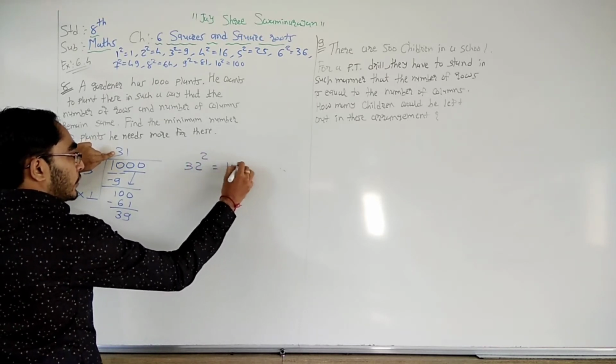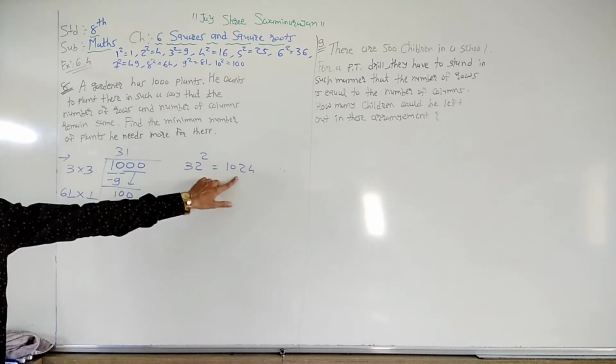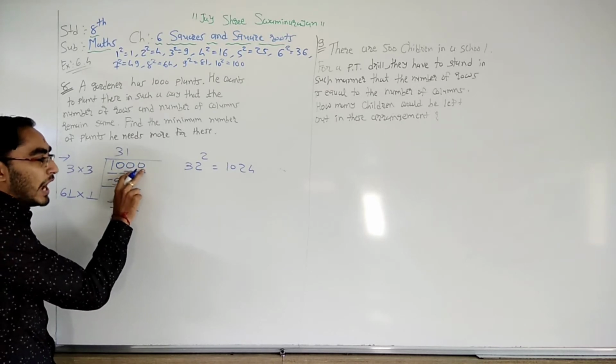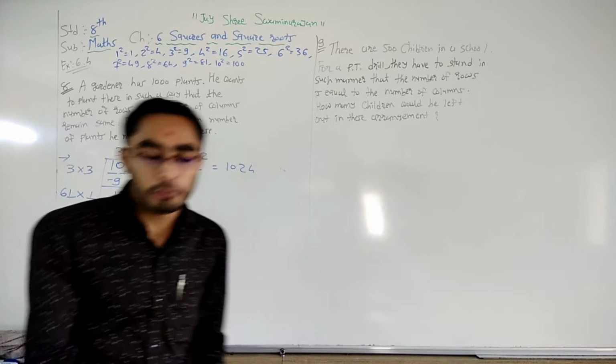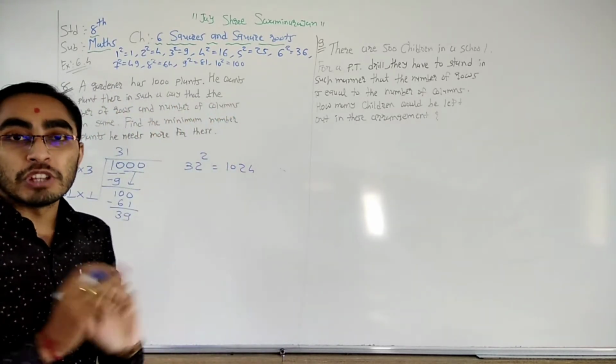32 square is 1024. We need to find the square of the next number, 32 square, 1024. Now we have 1000 here, right? If we add 24, it becomes 1024 and a perfect square number, so that we can easily make the number of columns and number of rows both equal.